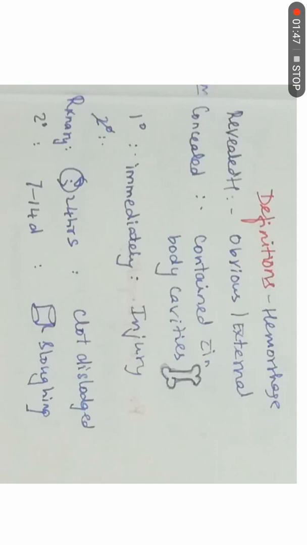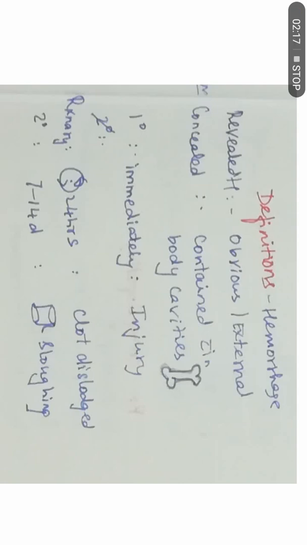The definitions for hemorrhage: if it's a revealed or a concealed hemorrhage. Revealed hemorrhage suggests there is an obvious or an external injury, external hemorrhage, whereas concealed means it is contained within a body cavity. It's usually due to a long bone fracture. Then a hemorrhage could be primary, reactionary, and secondary. Primary hemorrhage occurs immediately following an injury. It is due to the injury. Reactionary occurs within 24 hours, and secondary occurs somewhere after 7 to 14 days.